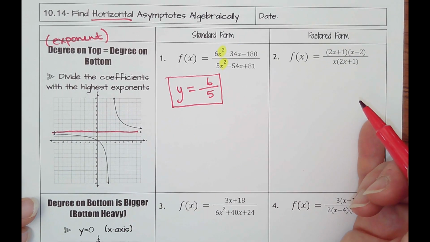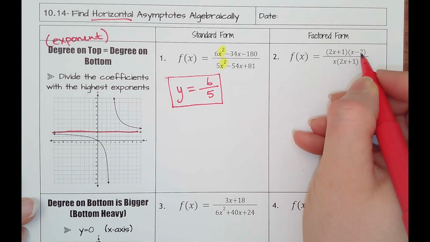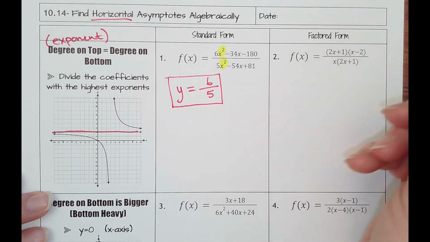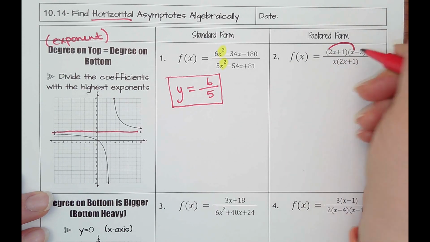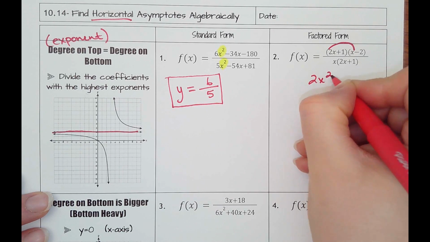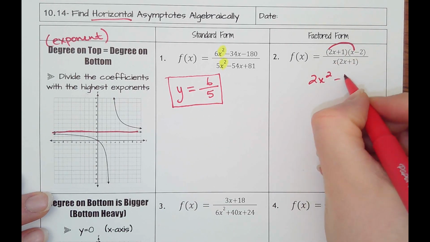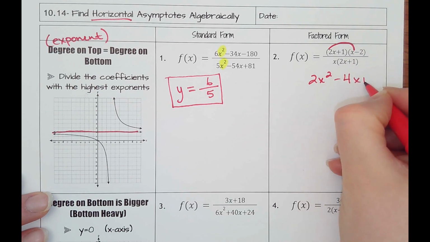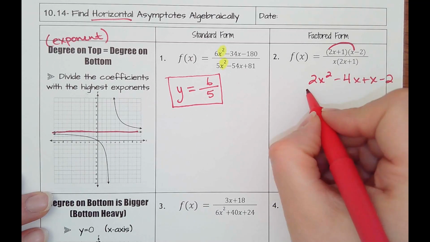Factored form, we're going to have to do just a little bit more work. I'm not going to even fully FOIL this. All I need to know is the biggest exponent term. So I know that's going to come from 2x times x, which is 2x squared. If you want to go ahead and FOIL, you can. That would get negative 4x, positive x, and 1 times negative 2 is negative 2. So see how none of them are as big as what I had first.